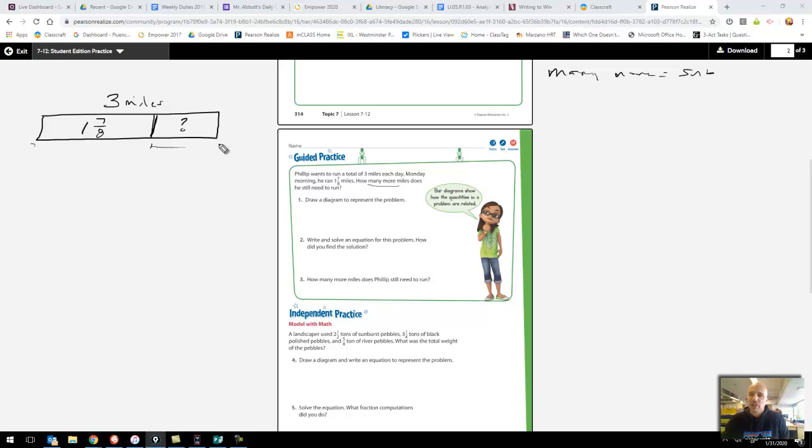We'll call this n, n for a number. That's the number that we want. Okay, cool. So this is our diagram, and that's what it looks like.